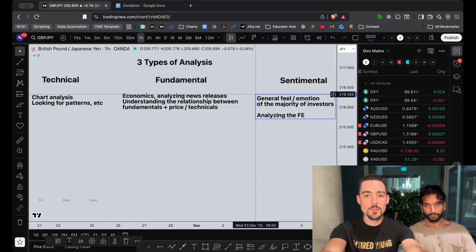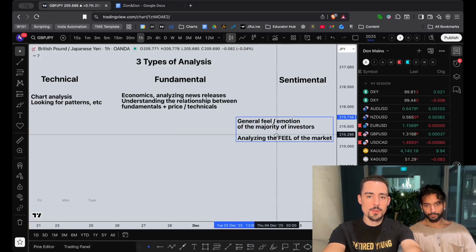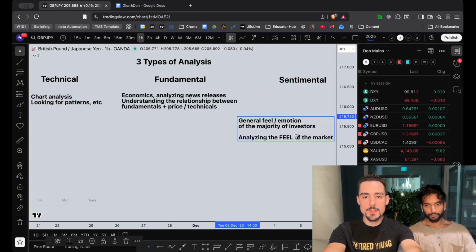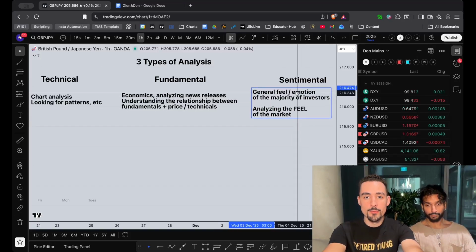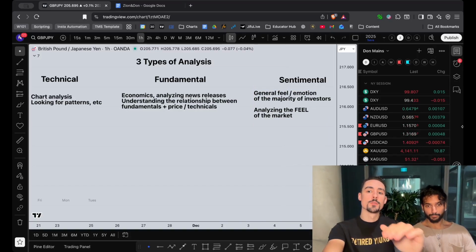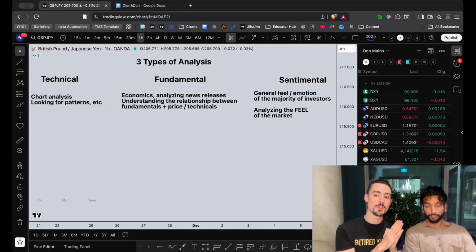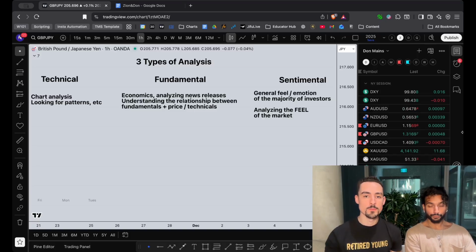Analyzing the feel of the market. I know this is maybe a little bit of a weird one to wrap your head around, but it's something important to consider at times, because if most people are feeling one emotion, you want to observe the masses and do the opposite in a lot of cases. And that can be a profitable approach.